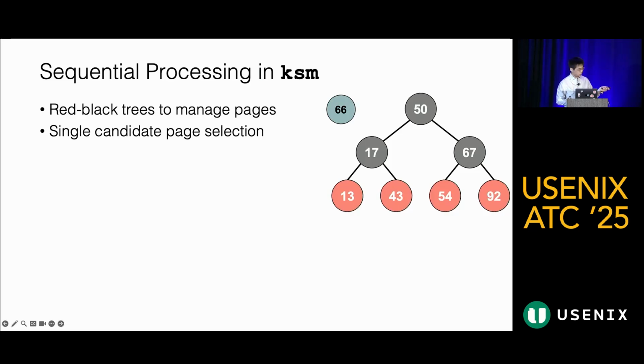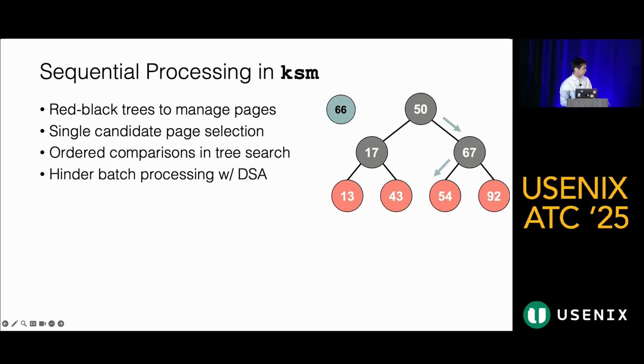And when we have one candidate page, then KSM will do a tree traversal by comparing the pages in the tree with this candidate page. Let's say, for example, in this example, it will compare with 50 first, and then based on the results, it will go to the right, compare with 67, and then finally compare with 54. We can see here that these comparisons are ordered and sequential, meaning that you can only do the next comparison after getting results from the previous one.